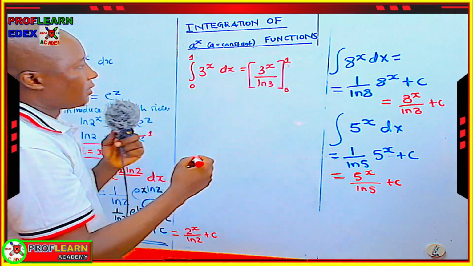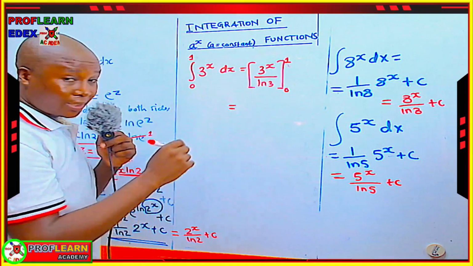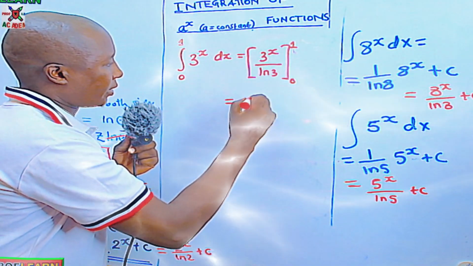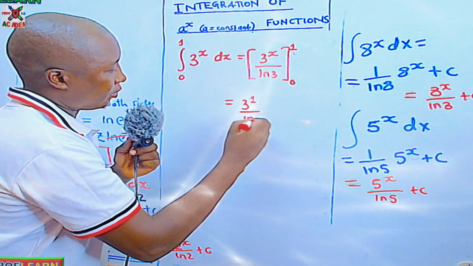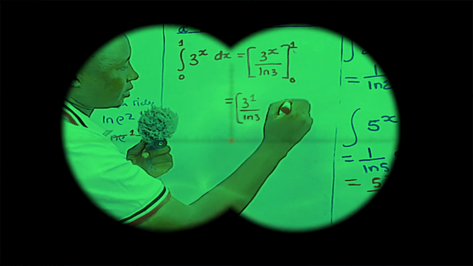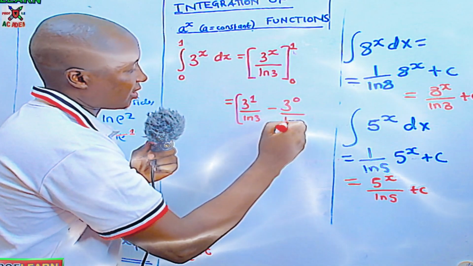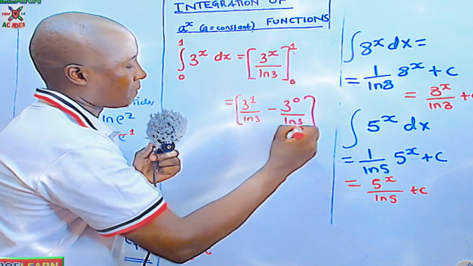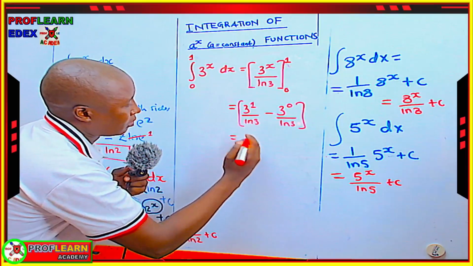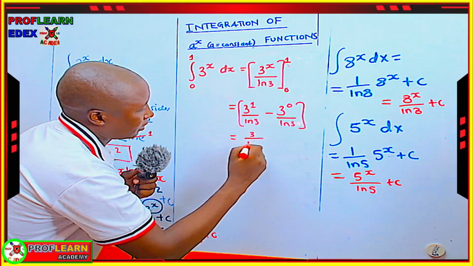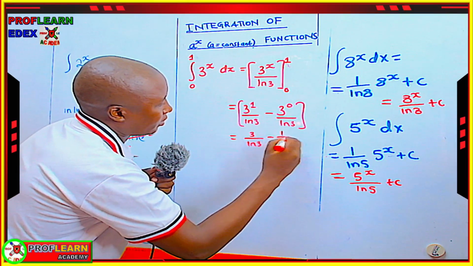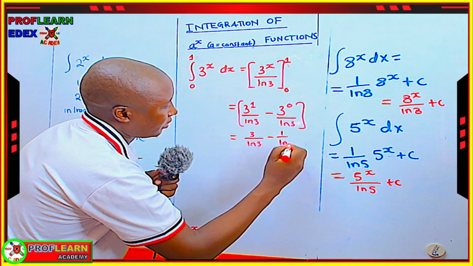as provided. Then in order to evaluate this, we are going to say this will be 3 raised to power 1 over ln of 3 minus 3 raised to power 0 over ln of 3. So this is going to be 3 over ln of 3 minus 1 over ln of 3.